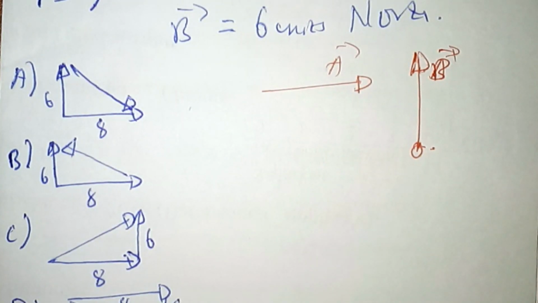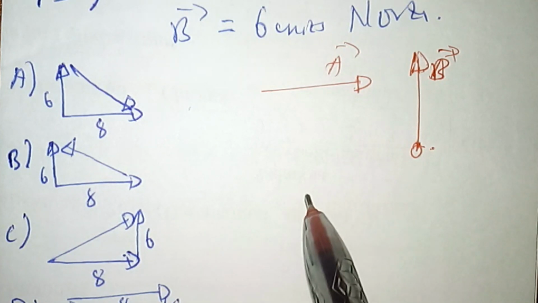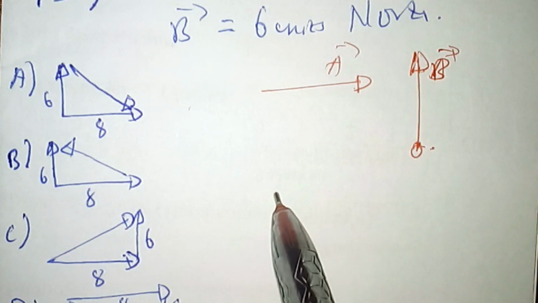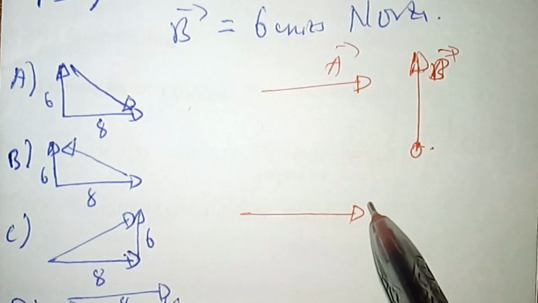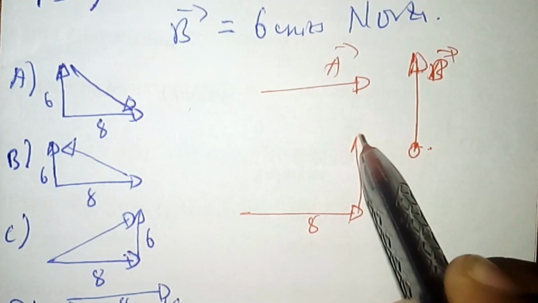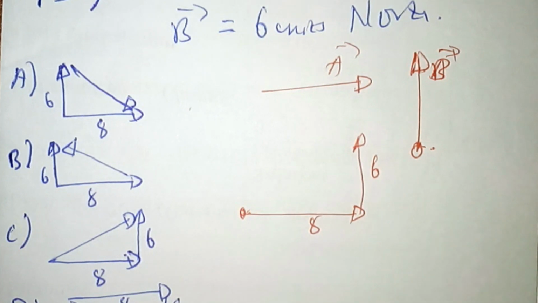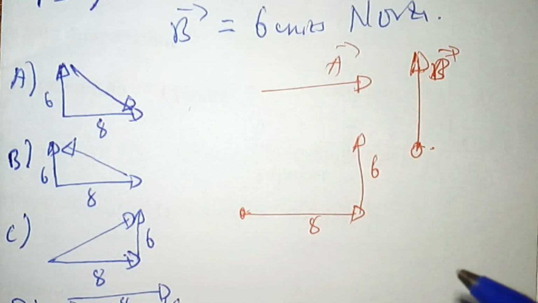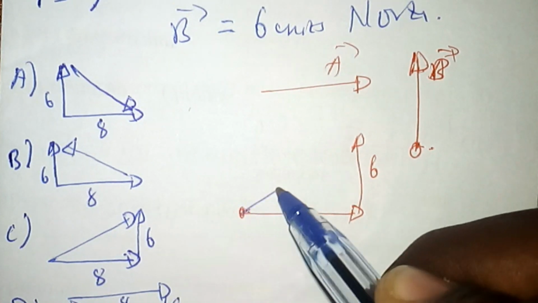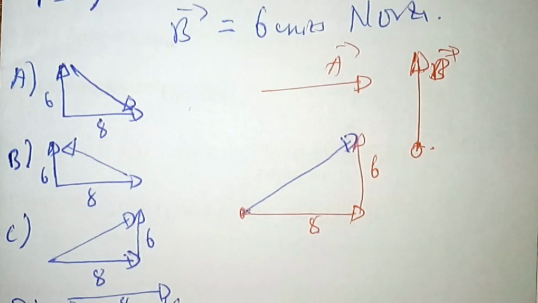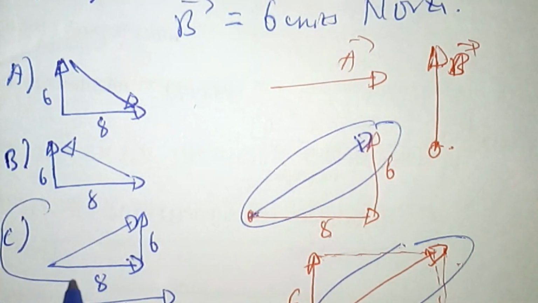If I add graphically, I draw head to tail or tail to tail. So if the vectors are drawn head to tail, this is vector A, which is 8 unit, and this is vector B, which is 6 unit, and the resultant is drawn from the tail of the first vector to the head of the last one. That means from the tail of vector A up to the head of vector B. So the correct diagram is exactly alternative C.